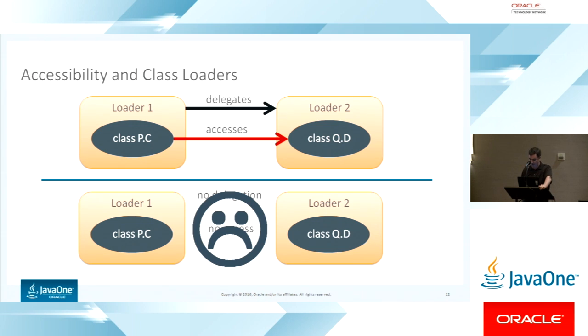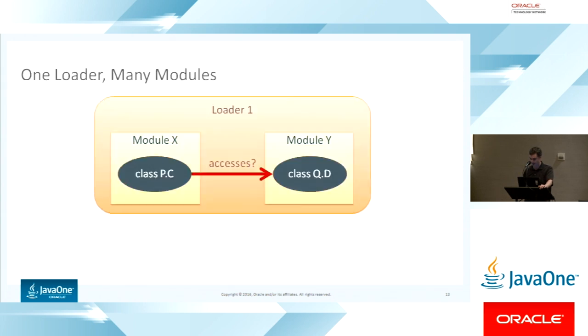Strong encapsulation is about being able to prevent access, even if the accessing class and the target class are in the same class loader, such as the application class loader. And even if someone is using core reflection to manipulate class objects. So let's assume that multiple modules are somehow mapped to the same class loader. Can class P.C in module X access Q.D in module Y?